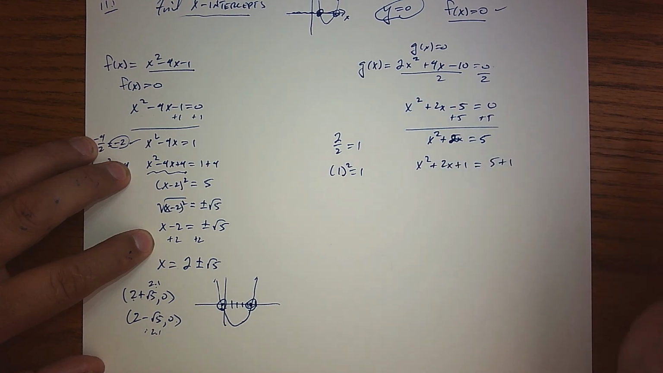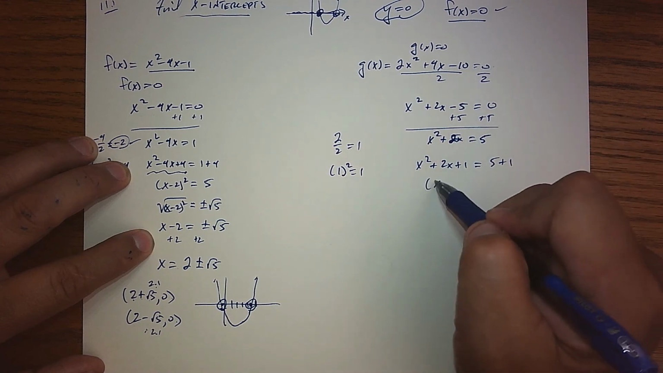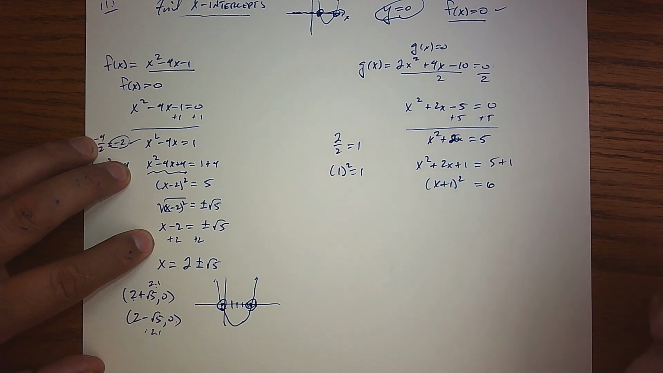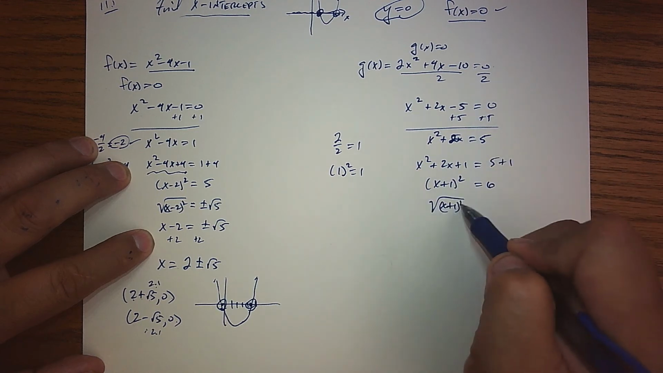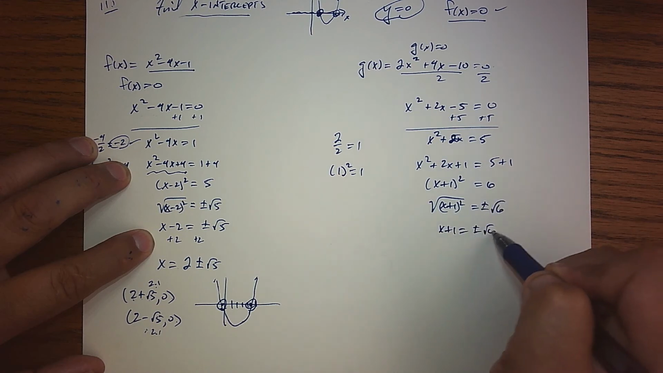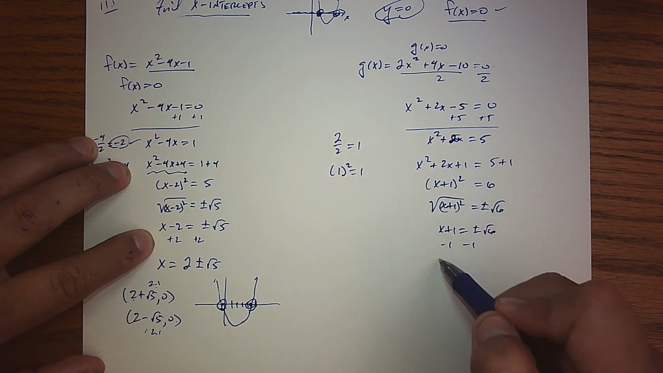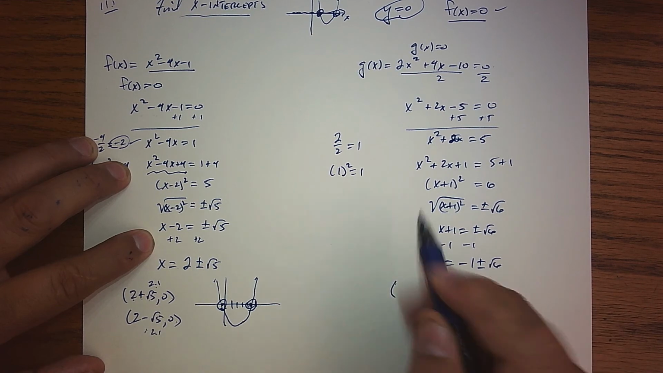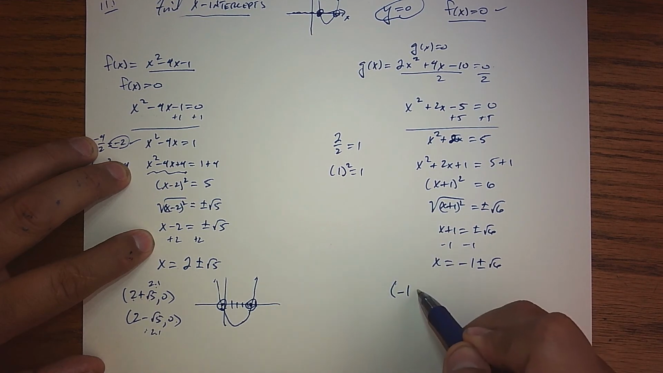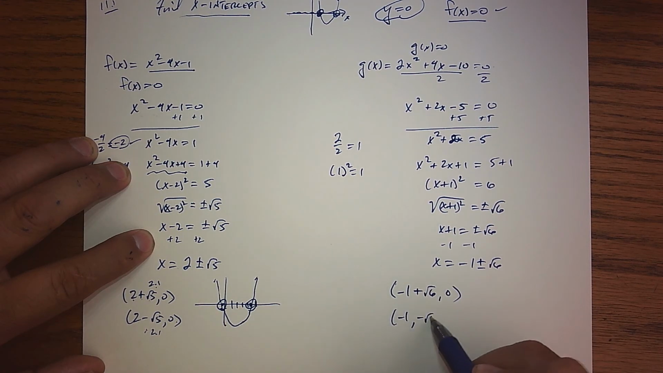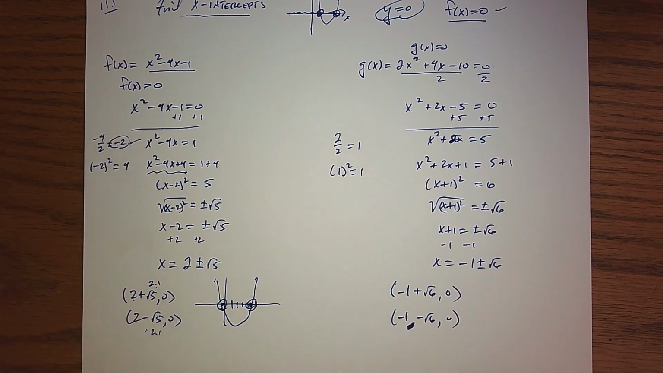So what completes the square is I have to add 1. Whatever I do to one side, I do to the other. So we end up with x plus 1 squared, that's a nice perfect square trinomial now, equals 6. I now can use the square root property, and we get x plus 1 equals plus or minus the square root of 6. Subtracting 1, we get negative 1 plus or minus the square root of 6. So where are my x-intercepts? One of them is at negative 1 plus the square root of 6, 0, and the other's at negative 1 minus the square root of 6, 0.